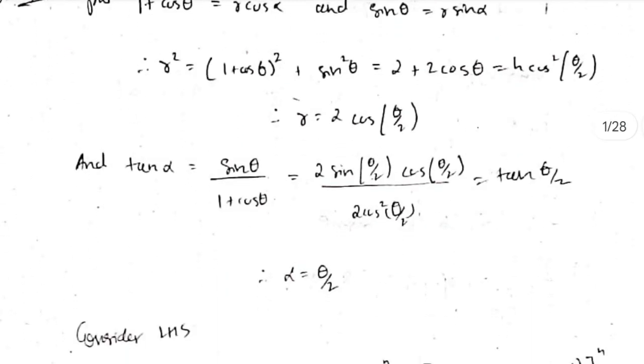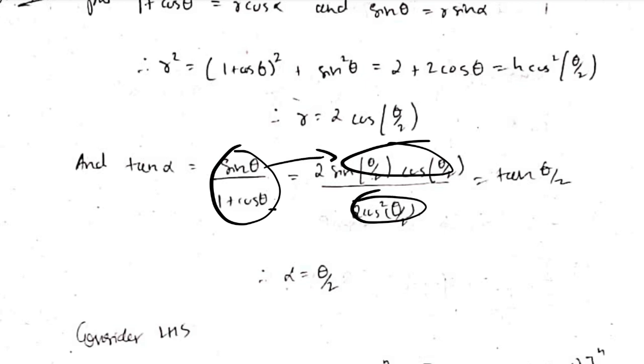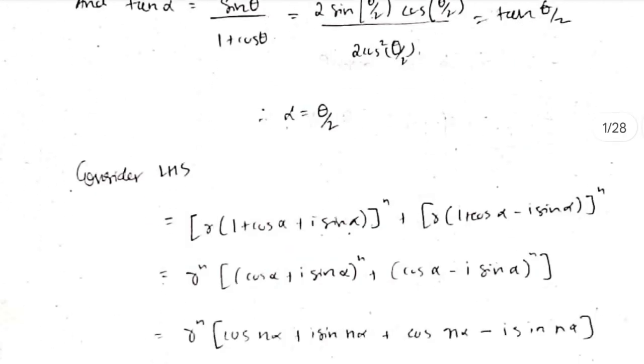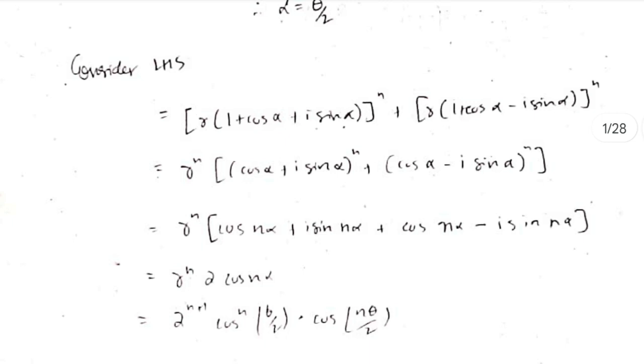So it will be sin theta by 1 plus cos theta, and applying the sin theta formula and the 1 plus cos theta formula, we'll get here tan theta by 2. Since tan alpha is equal to tan theta by 2, alpha will be equal to theta by 2. You have got the alpha value. Now we'll be substituting that in this equation.